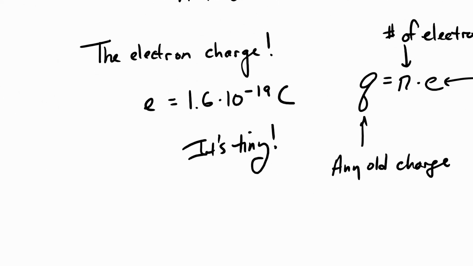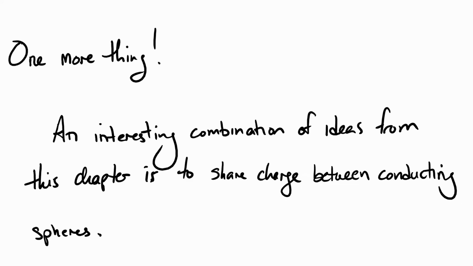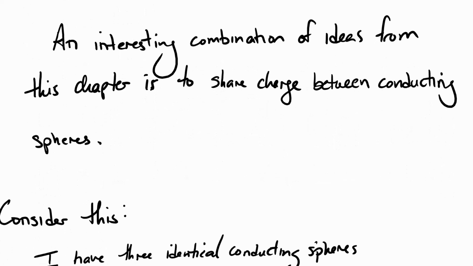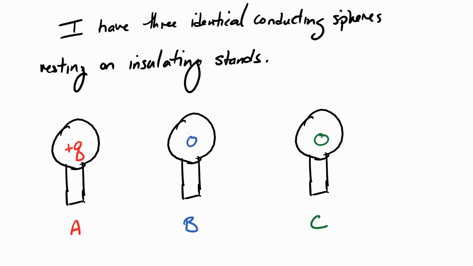But there's one more thing in this chapter. And we had kind of an interesting combination of ideas, which is to share charge between conducting spheres. So let's say I have 3 identical conducting spheres resting on insulating stands. Insulating stands so that the charge that's on them stays on them, and so I can move them around without charge leaking off. So let's say these spheres, I have A, B, and C. A is starting with a charge Q, B starting with nothing, C starting with nothing. Now, I'm going to take B and bring it into contact with A.